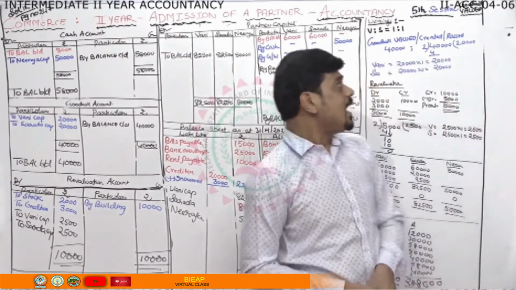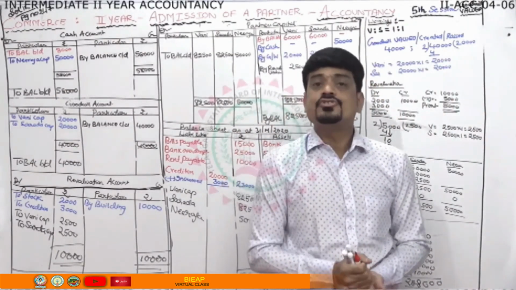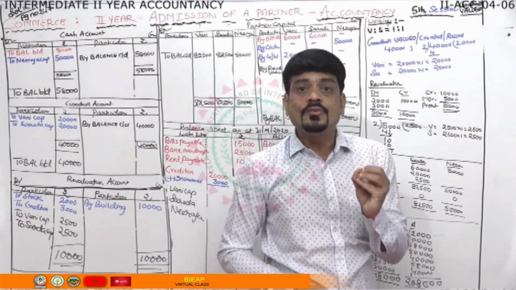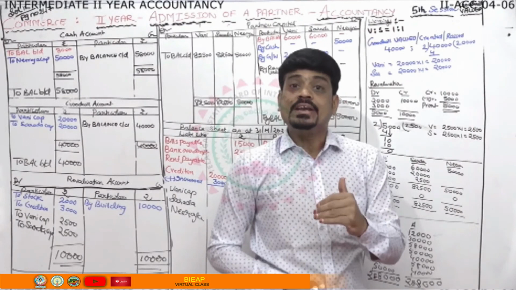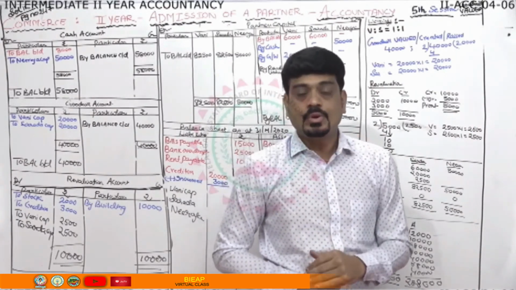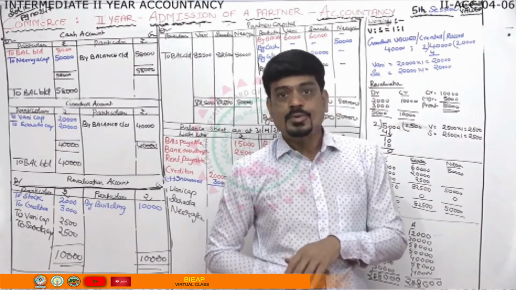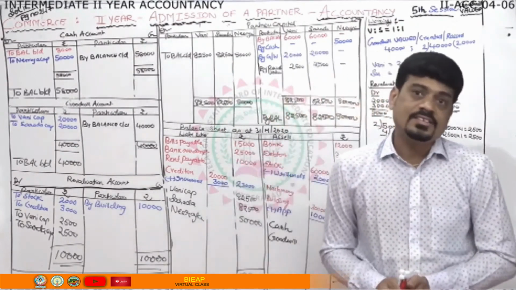Now, in the last session, I'll show you the last part of goodwill, that is goodwill is valued and it is written off. If you remember, I taught you intangible asset, accounting standard 26. That we'll see in the next session.